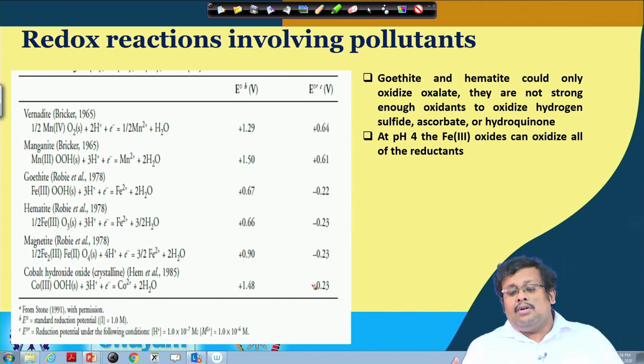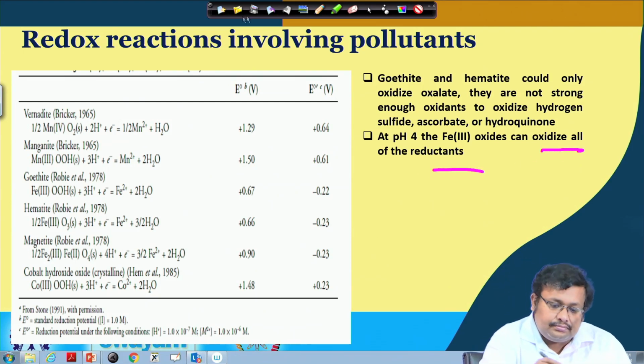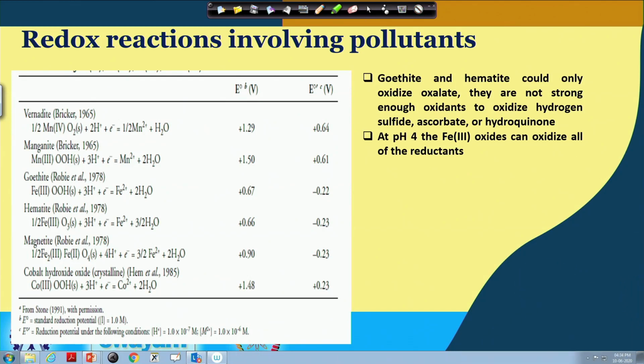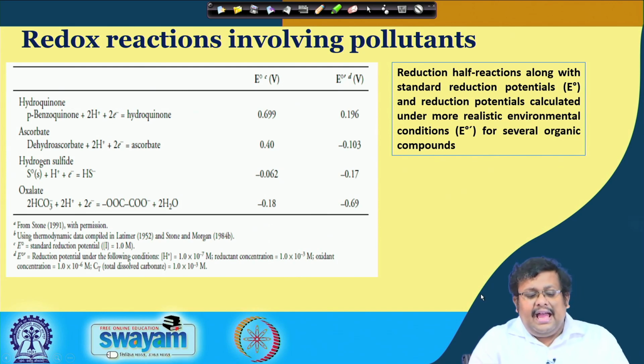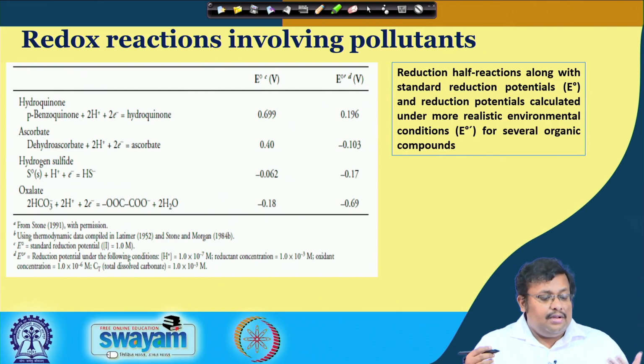So, they are not strong enough oxidants to oxidize the hydrogen sulfide, ascorbate, and as well as the hydroquinone. However, at pH 4 the Fe3+ oxide can oxidize all the reductants. So, this information we can gather from this table. And also you can see the reduction half reactions along with the several organic compounds like hydroquinone, ascorbate, hydrogen sulfide, and oxalates.